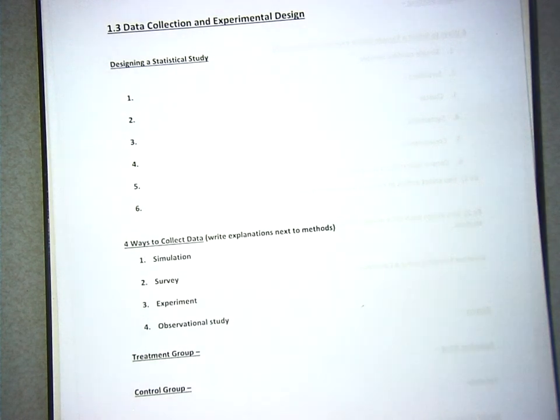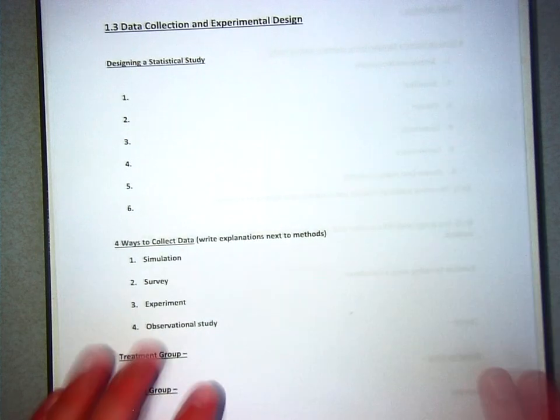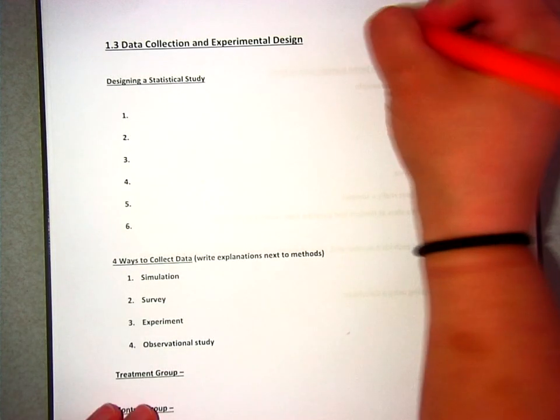I'll record that. Okay. Designing a statistical study. Here are the steps. Oh, today is 9/2.